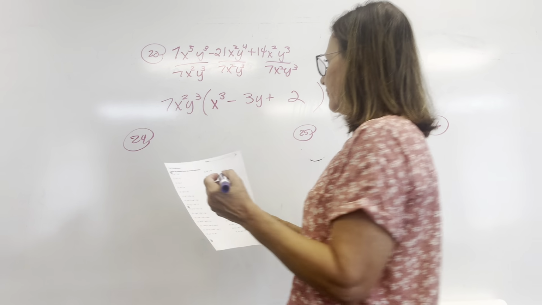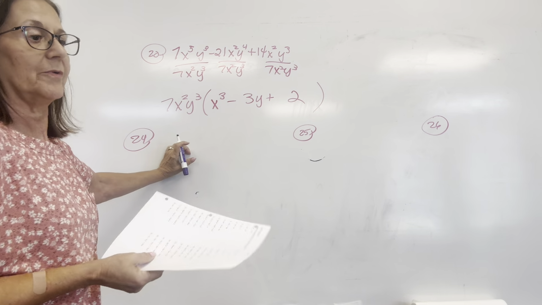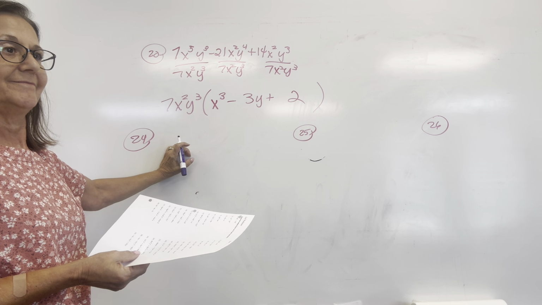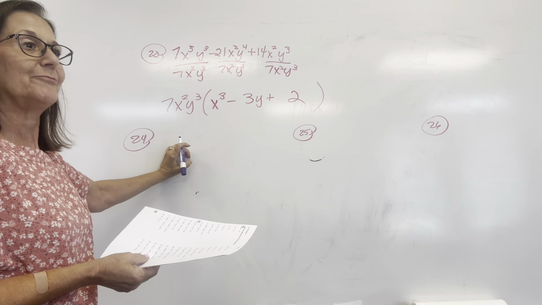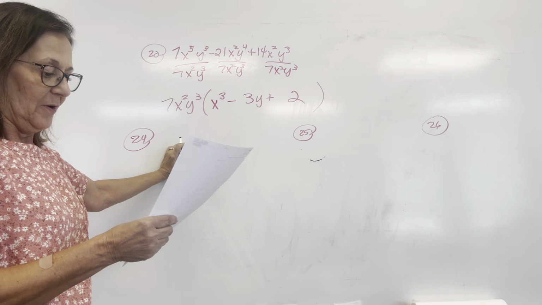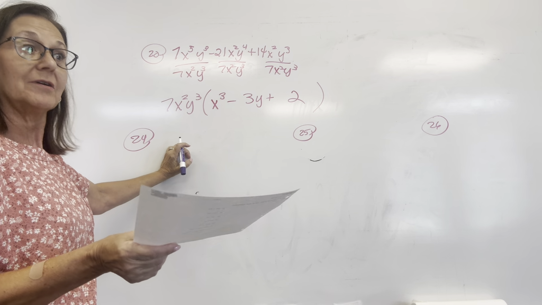All right, Blythe, what did you factor out of number 24? Would you prefer me to call you Ribby? Either one is fine. What is preferred? Ribby. Okay. It might take me a little while, but I'm going to work on it.